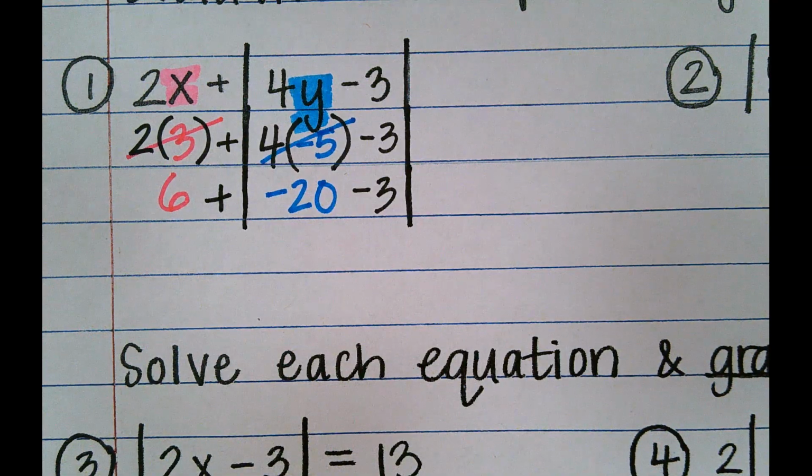So, step 2 said to simplify the absolute values. Have I simplified my absolute value yet? No. What do I need to do? Simplify your absolute value. Yes. So, how do I do that?